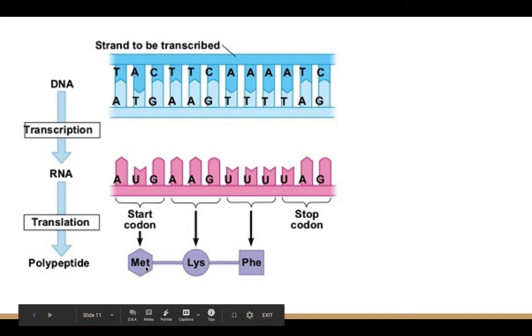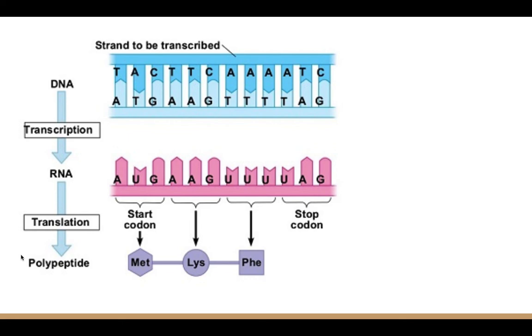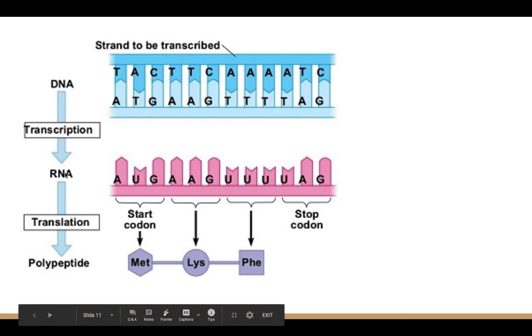At the end, all of these amino acids that are brought are going to be combined into a huge chain, which is a polypeptide chain. In other words, a polymer of amino acids. In other words, a protein. Okay? So we go from DNA to RNA in transcription, RNA to a protein in translation. And that is about it.